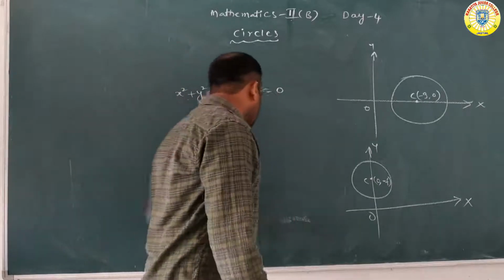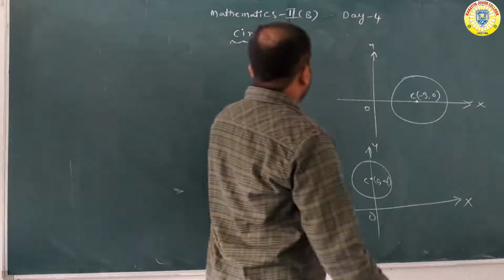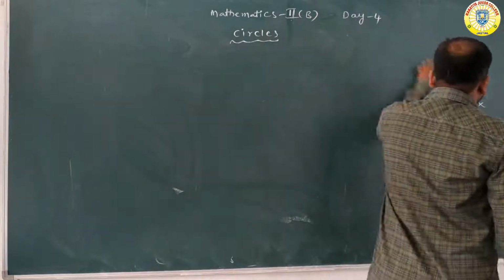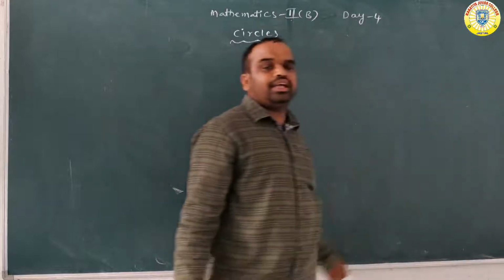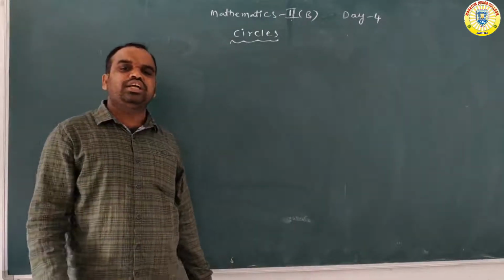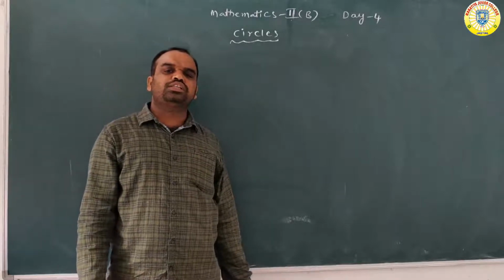Next, we discussed the unit circle in the last class. What is a unit circle? If the radius of a circle is 1 unit, then the circle is called a unit circle.